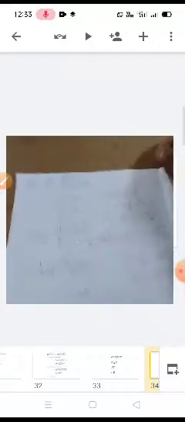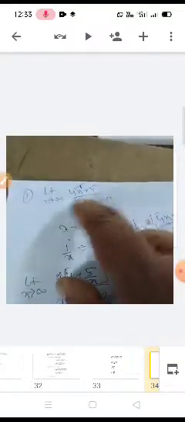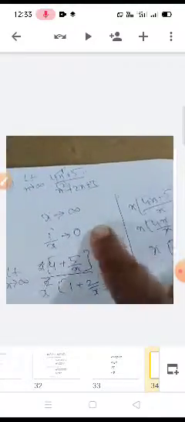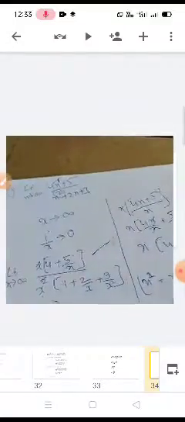Already we learned, so I am explaining once here. Limit x tends to infinity, 4x plus 5 over x square plus 2x plus 3. So x tends to infinity and 1 by x tends to 0.